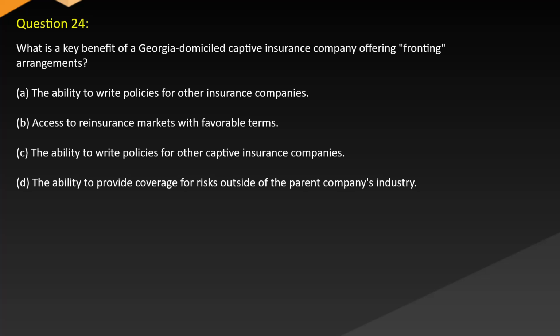Question 24. What is a key benefit of a Georgia-domiciled captive insurance company offering fronting arrangements? A. The ability to write policies for other insurance companies. B. Access to reinsurance markets with favorable terms. C. The ability to write policies for other captive insurance companies. D. The ability to provide coverage for risks outside of the parent company's industry.